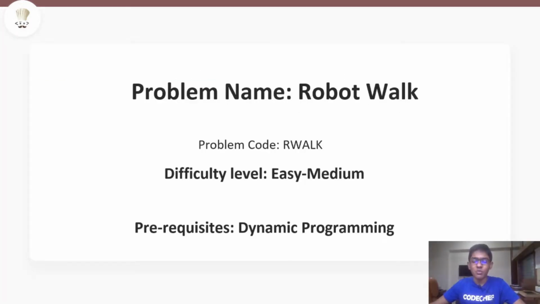So today's problem is robot walk. The difficulty level of this problem is easy medium, and the only prerequisite you need to know to be able to solve this problem is dynamic programming. More specifically, you should know the subset sum to zero problem and how we can solve that using two-dimensional dynamic programming.